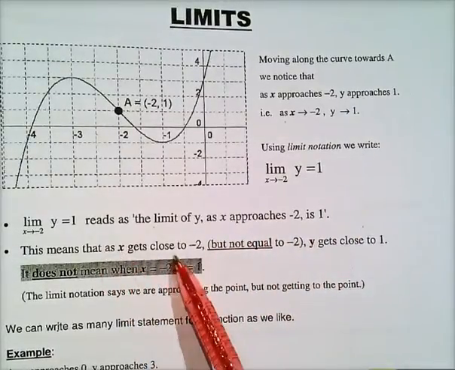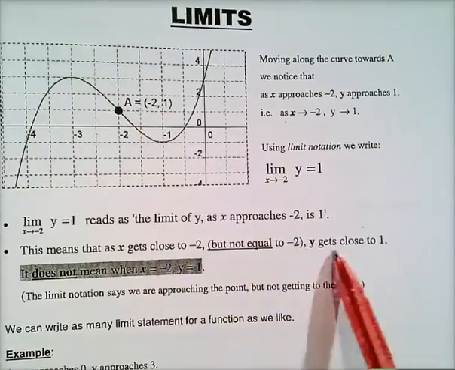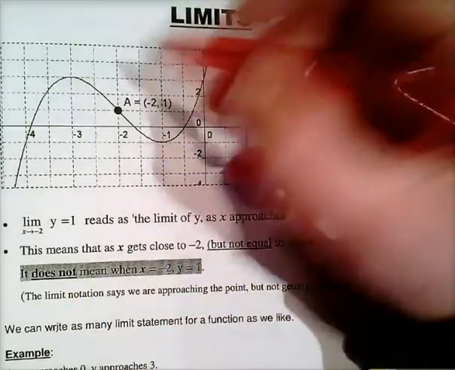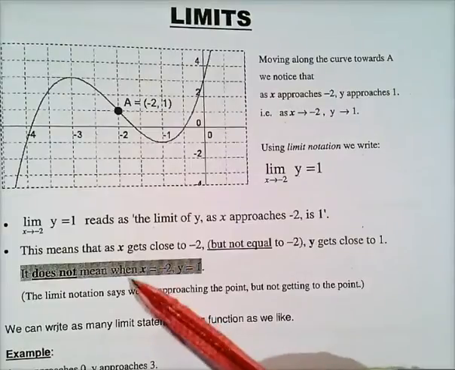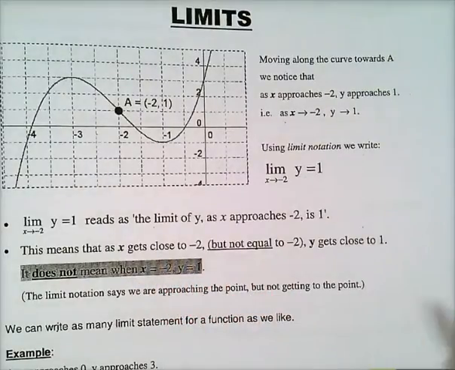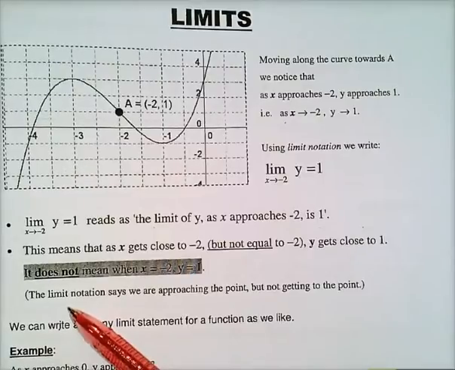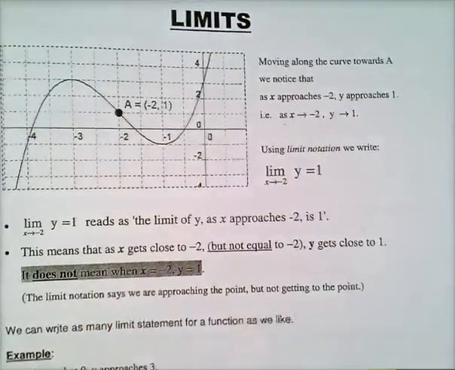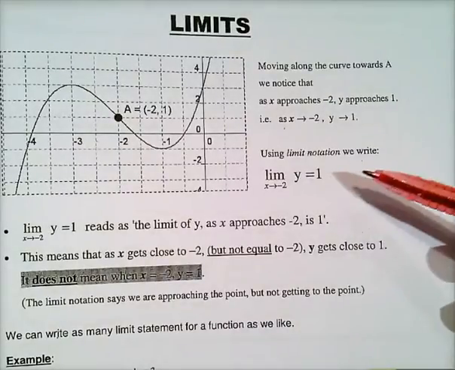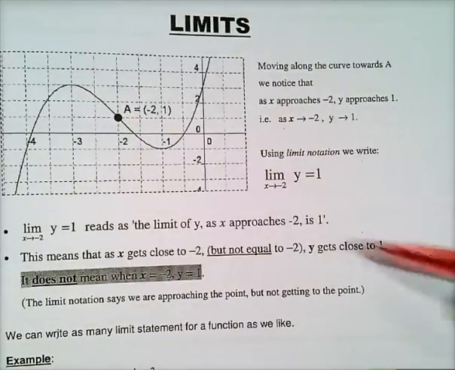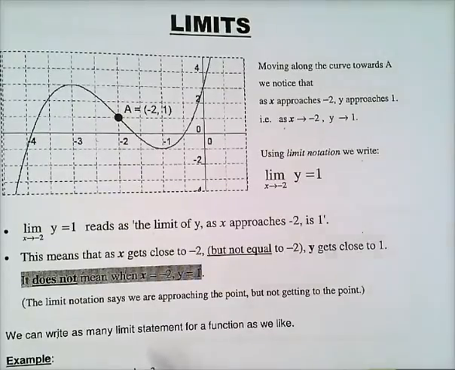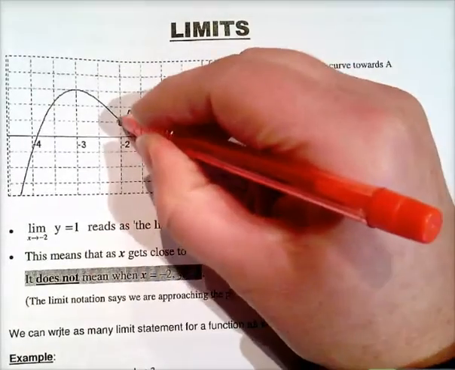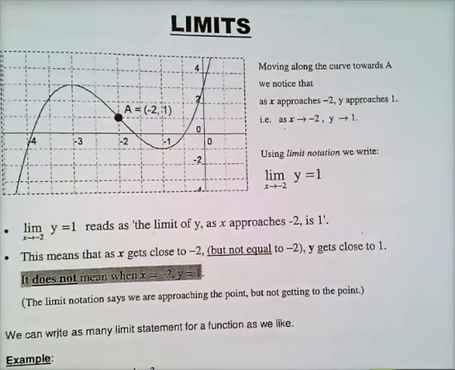This means as x gets close to negative 2 but not equal to negative 2, y gets close to 1. I think we're supposed to have a hole here in this curve, not a solid circle. It does not mean that when x equals negative 2, y equals 1. When we talk about limits, the reason we had to use limits is that when we were doing y2 minus y1 over x2 minus x1, the denominator would be 0, and that's why we had to do the limit as x approached a certain value, okay? So the limit notation says we're approaching the point but not getting to the point. So I really should have an open hole here, as in a discontinuity in that curve.